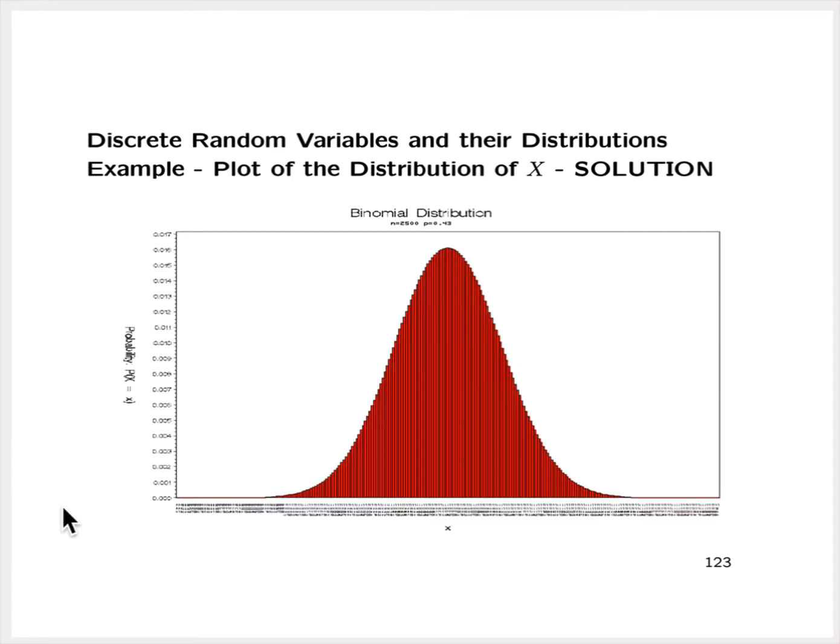And the rule of thumb is this. If n times p and n times 1 minus p are both greater than 10, then the normal distribution will provide a good approximation to the binomial distribution. So again, if n times p is greater than 10, and if n times 1 minus p is greater than 10, then we can feel comfortable using the normal distribution to approximate probabilities from the binomial distribution.